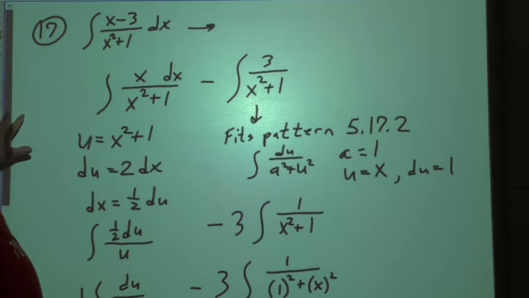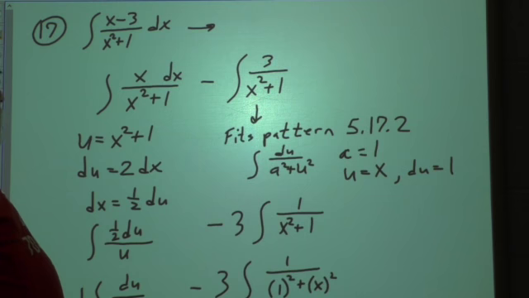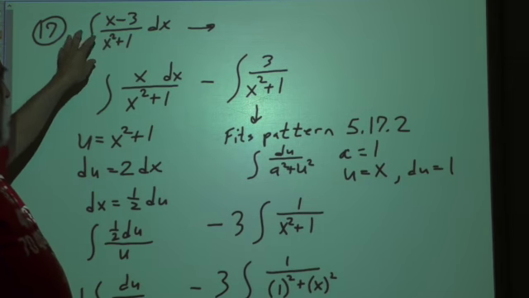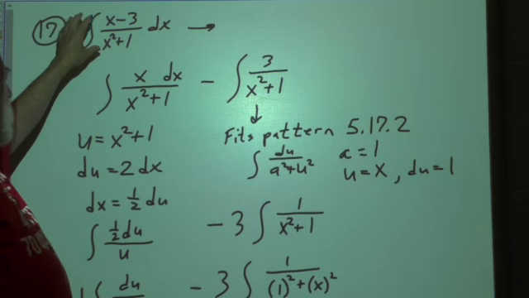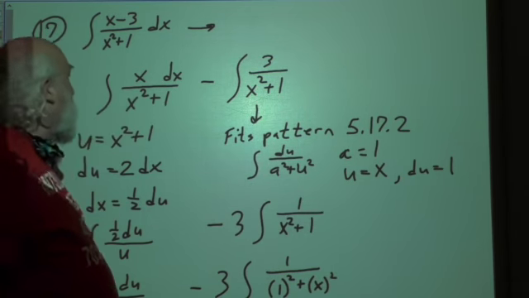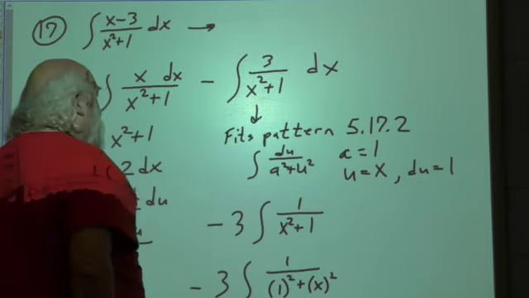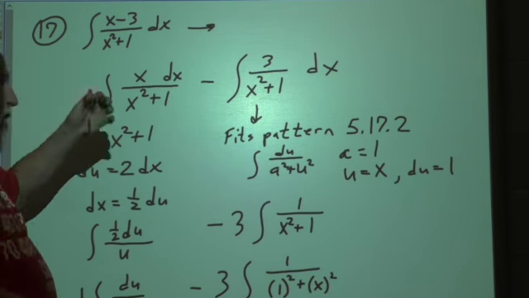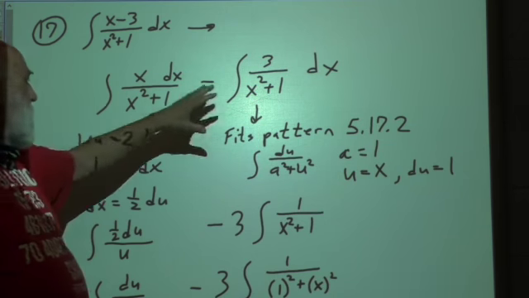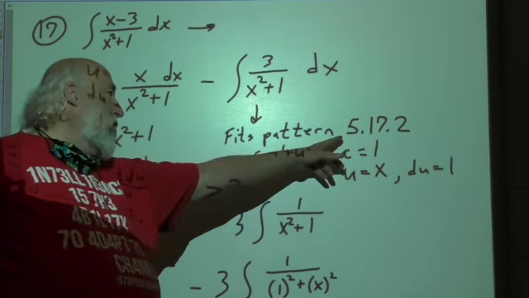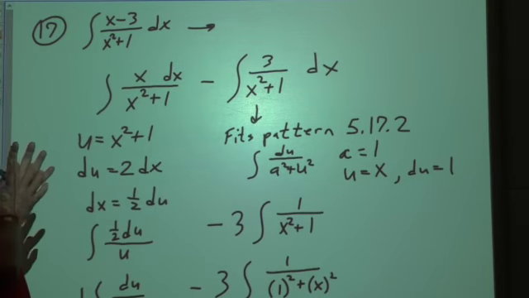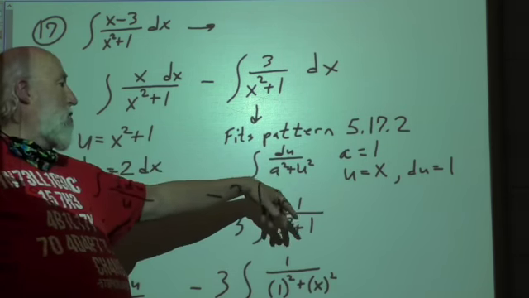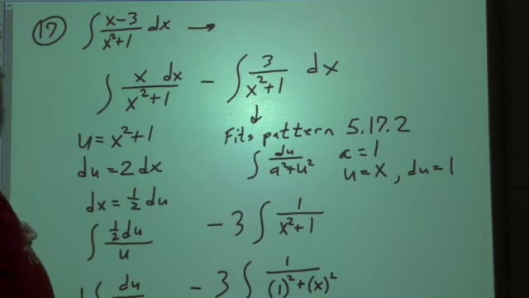Number 17, we have here, this is going to become 2 problems because you have a division here that you're integrating. So you integrate x over x squared plus 1 dx minus 3 over x squared plus 1 dx. This is just a regular pattern here of non-trigonometric functions. This, however, is a pattern for the trigonometric function. The second one that involves the tangent follows that pattern of du over a squared plus u squared. That's for the arc tangent.